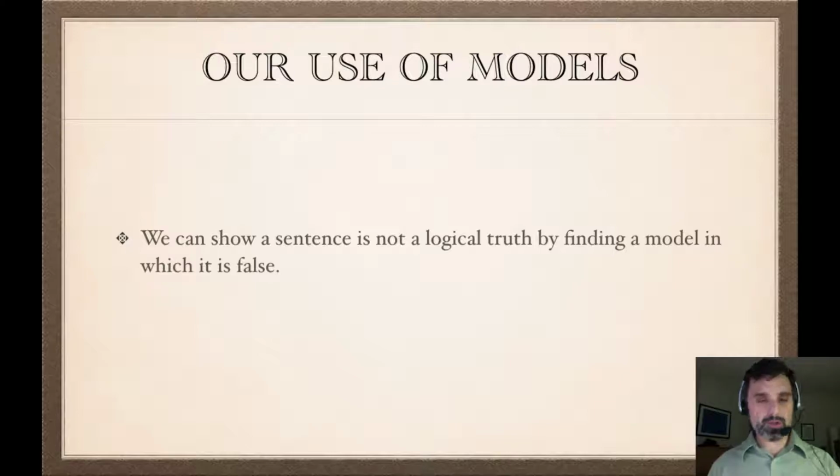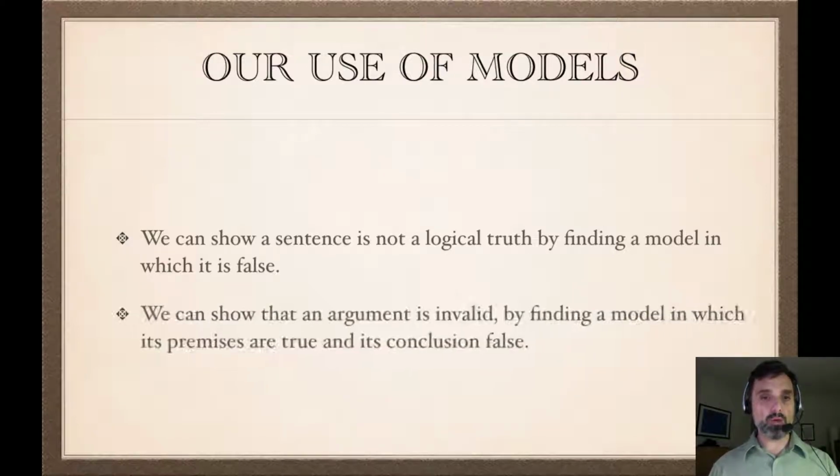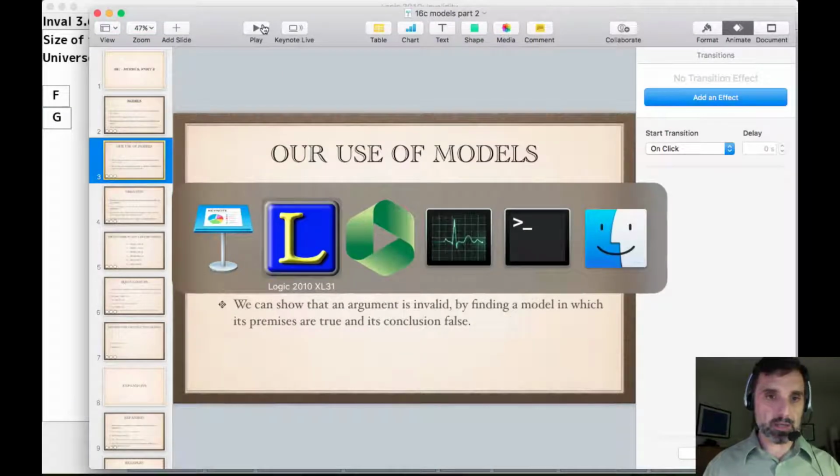We use models to show that a sentence is not a logical truth by finding a model in which it's false, or we show that an argument is invalid by finding a model in which its premises are true and its conclusion is false. And so it's actually called the invalidity module. So let's go over to the invalidity module and take a look at it.